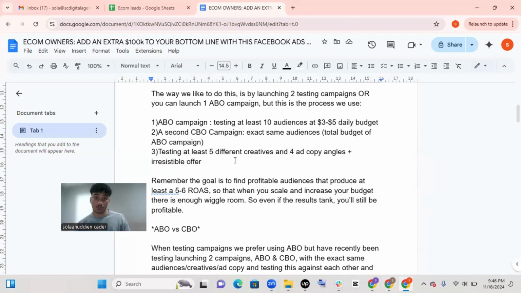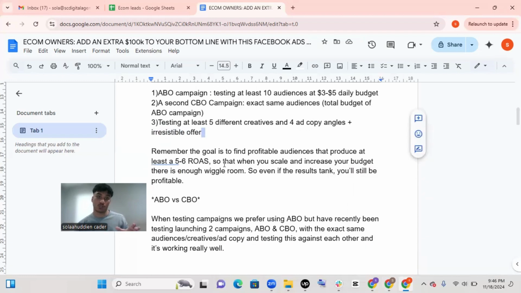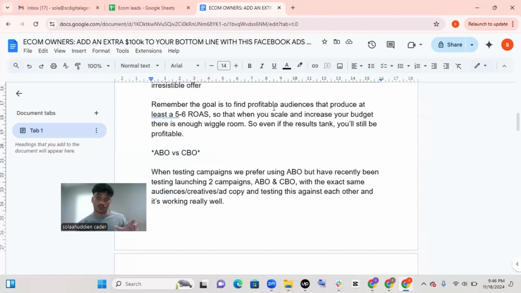But this is the goal, right? Of course, you have to have a validated offer and you have to throw this into your campaigns. So the goal is to find profitable audiences that produce at least a 5 to 6x return. And this, of course, is based off of your cost per acquisition, your cost of goods, your profit margins, all of this. So you need to take all of that into account. Only you will know what is a profitable audience for you, right?